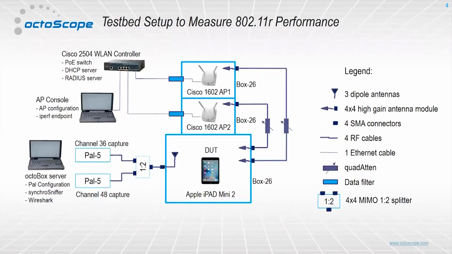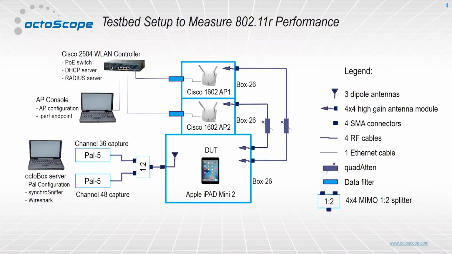And then for the packet capture, we're using the PALs in a packet capture mode in this case. So we're using 2 PALs, one to capture each channel. AP1 will be on channel 36, AP2 will be on channel 48, and each PAL will capture those channels, and then using Synchro Sniffer, we'll merge the two together into a single packet capture file, and that'll allow us to see the roam time very easily and quickly. And to perform the roam, we use two quad 10 attenuators. We programmed them to increase attenuation of one of them by 2 dBs per second and decrease attenuation on the other one by 2 dBs per second.